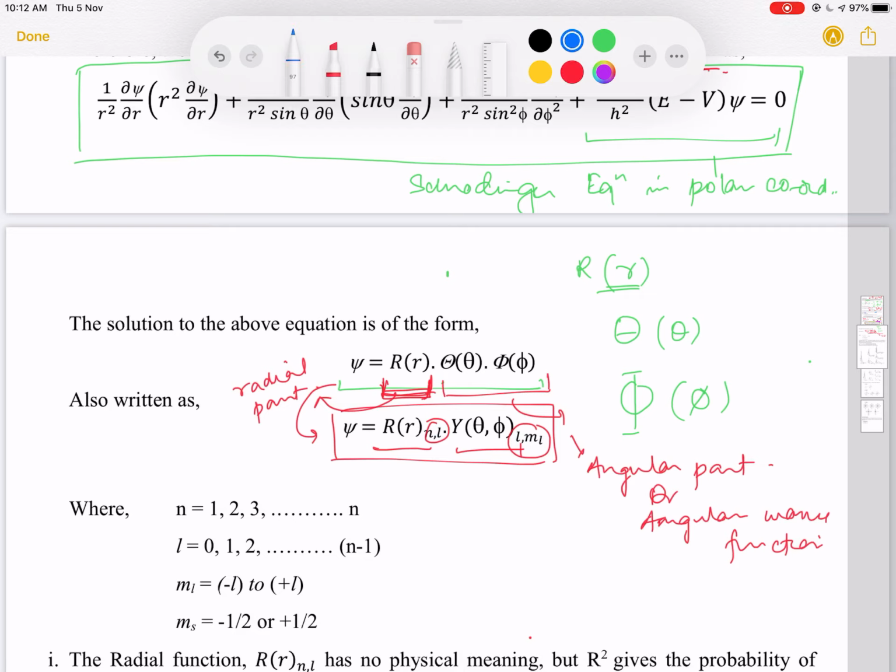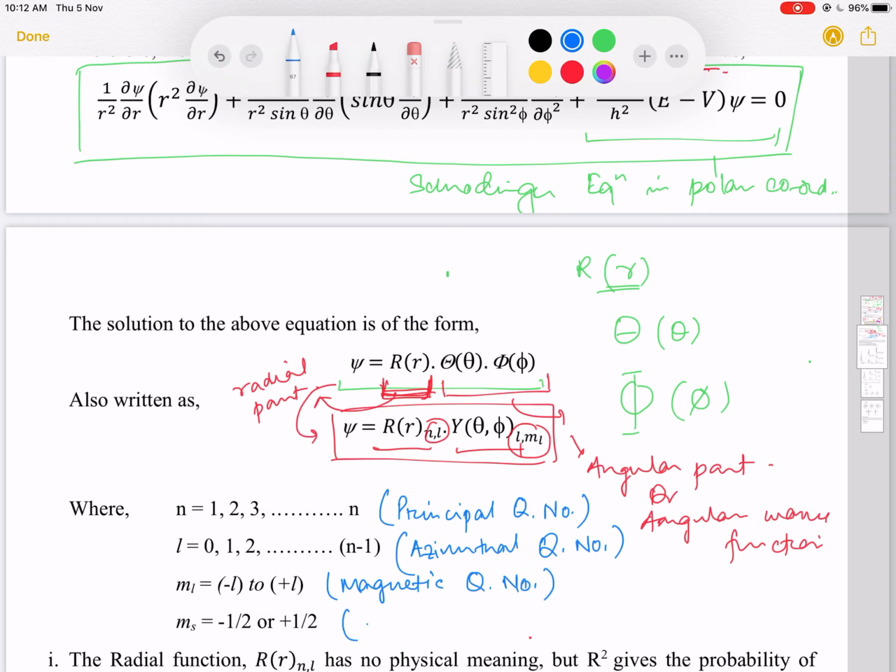n is your principal quantum number. L is your azimuthal quantum number, or you can say orbital angular momentum quantum number also. ml is your magnetic quantum number, and ms is your spin quantum number. These are the four quantum numbers that we use to explain the structure of an atom. These are very, very important, so let me discuss this in brief.